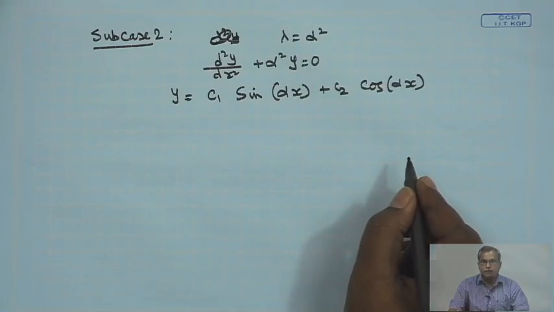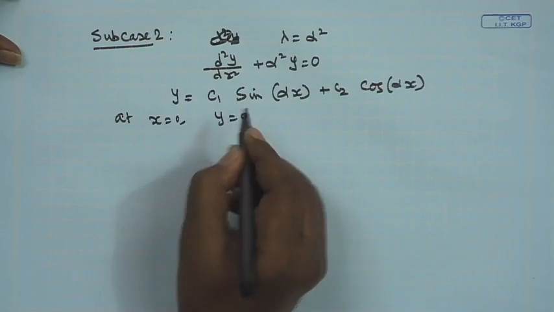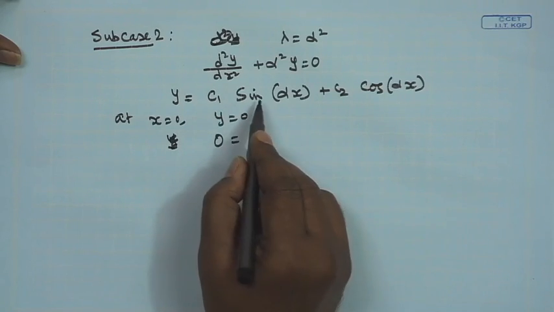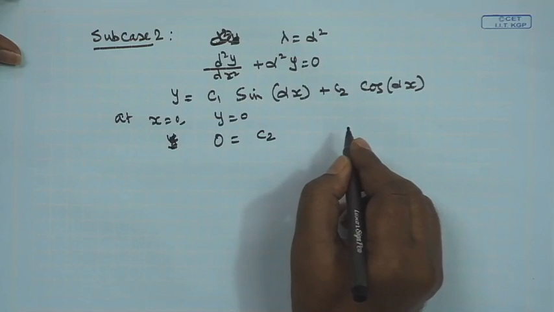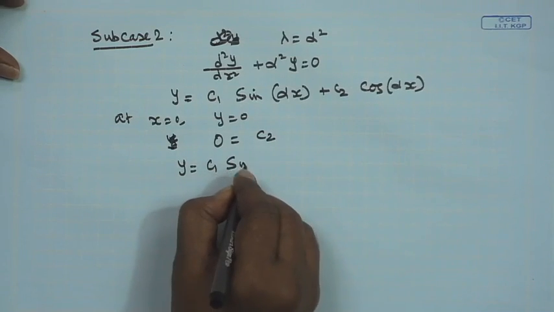Now, let us put down the boundary conditions and evaluate the constants C 1 and C 2, and see what happens to the solution of y. At x is equal to 0, y is equal to 0. So, if you put that, 0 is equal to C 1 sin 0, which is 0, so that will be gone. C 2 cos 0 is 1. So, C 2 is equal to 0. So, my solution is y is equal to C 1 sin alpha x.